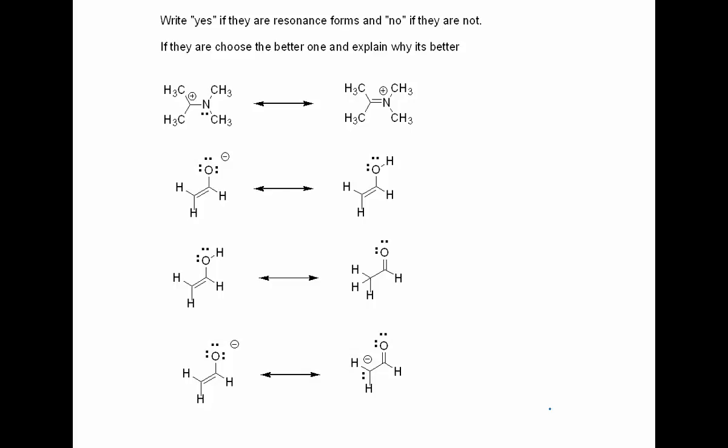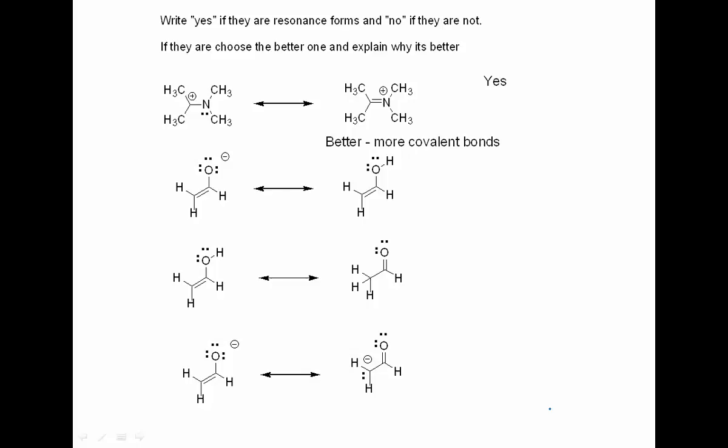Okay, so let's look at the first one. In the first case, there are no connectivity issues. It's the same in both. There's nothing hypervalent. Yes, they are resonance forms. And the one on the right is better because it has an extra covalent bond relative to the one on the left.